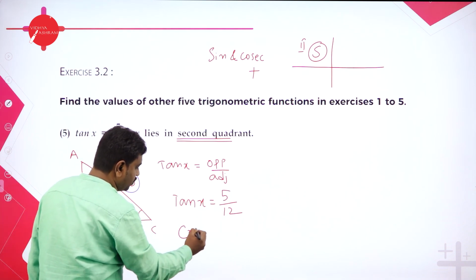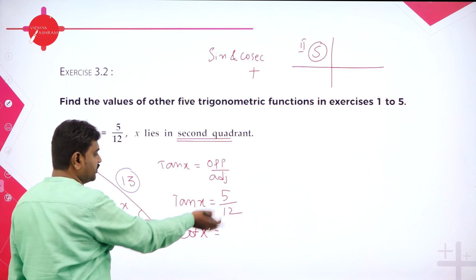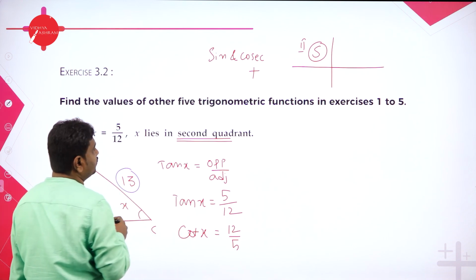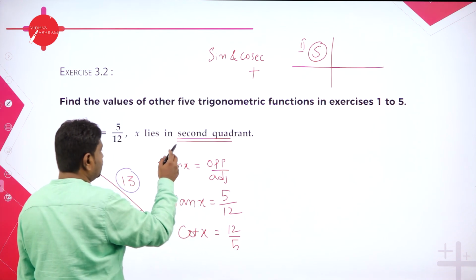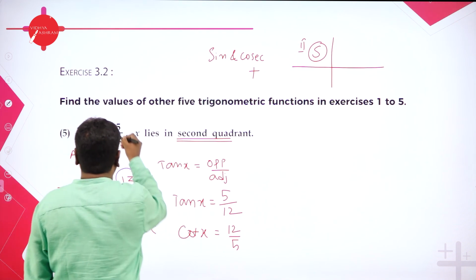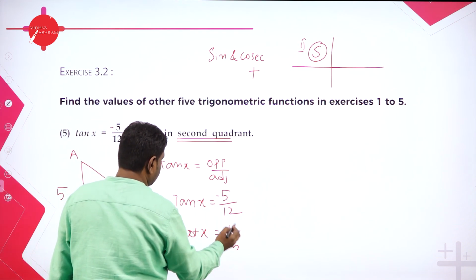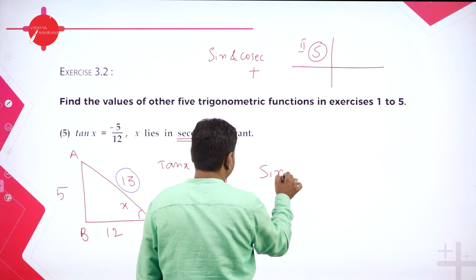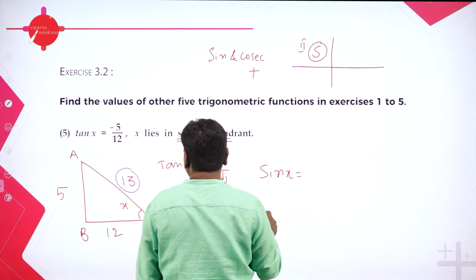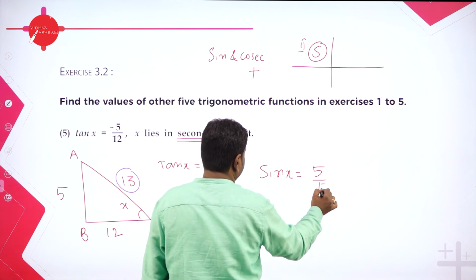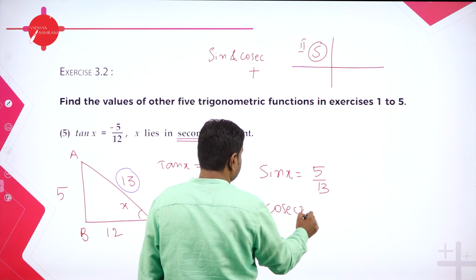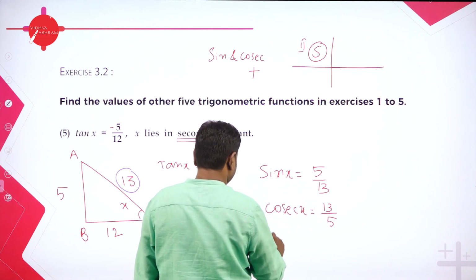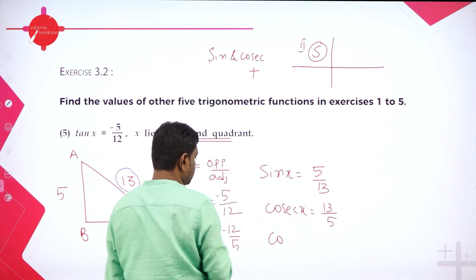First find the reciprocal. The reciprocal of tan is cot. Cot is the reverse of it, 12 by 5. And it is negative because it is in the second quadrant. In the second quadrant only sine is positive. So tan is also negative, cot is also negative. Then sine is positive, that is 5 by 13. Cosecant is also positive, that is 13 by 5.